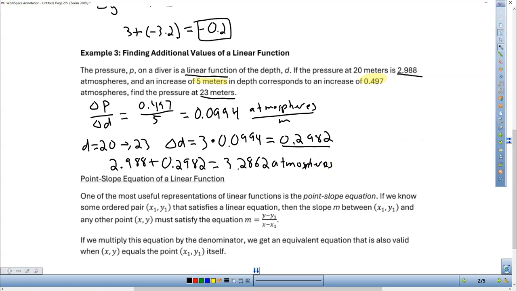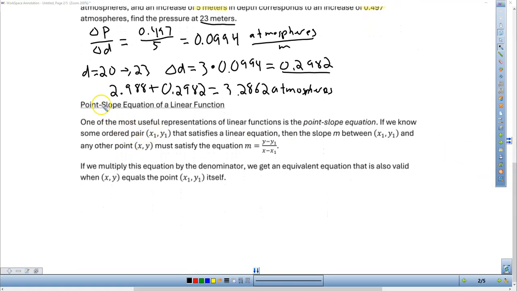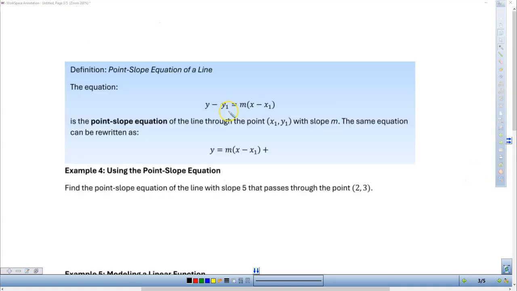All right. Now, this approach that we've been doing, this slope, feeds itself really nicely into the point slope equation of a linear function. And why is that? Well, it's very useful with point slope because we can know an ordered pair, x1, y1, that satisfies the linear equation, and we can know the slope between that point and some other point that will satisfy the ratio that creates that rate of change. And if we multiply this equation by the denominator, we can include an equation that's also valid when x, y equals the point x1, y1 itself, which is what we've been using right here to kind of help find that missing value. So again, some quick review here.